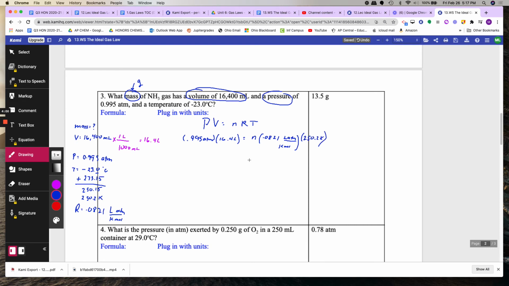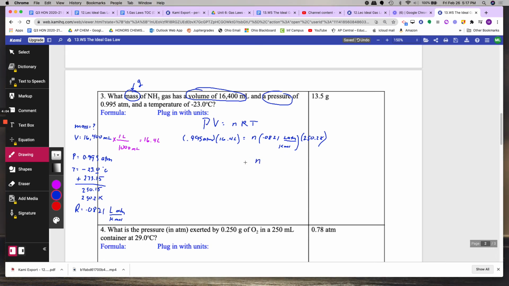Okay, solving for N, divide 0.0821 and 250.2 on both sides. N is going to be equal to 0.794 moles. Okay, so if they wanted moles, I would stop here, but they wanted grams. So I have to convert that to grams. So 0.794 moles of NH3.